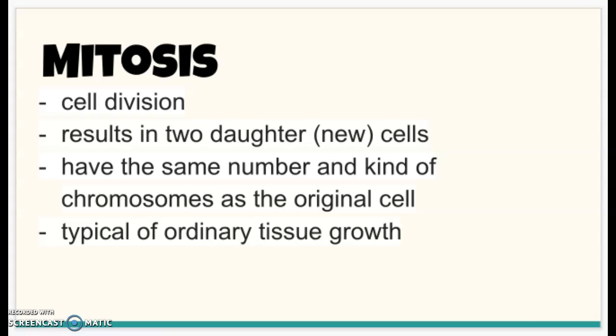Mitosis results in two daughter cells. They're two new cells that have the same number and kinds of chromosomes as the original cell. These are typical for tissue growth. So mitosis happens when we just want to grow. There's not a new offspring being produced. It's just cell division. So think mitosis is totally normal. It's the everyday type of cell division.